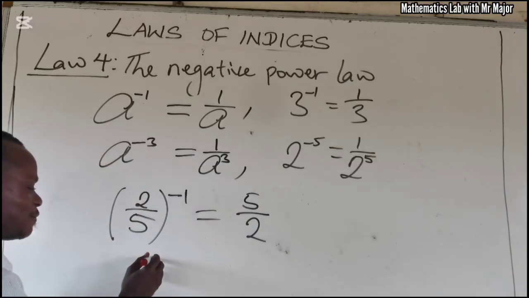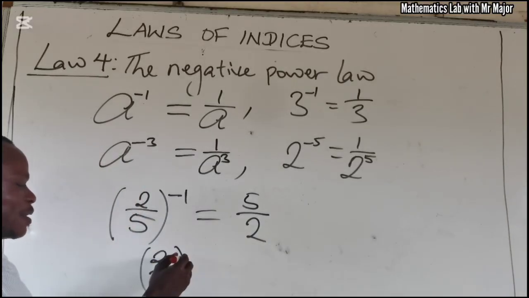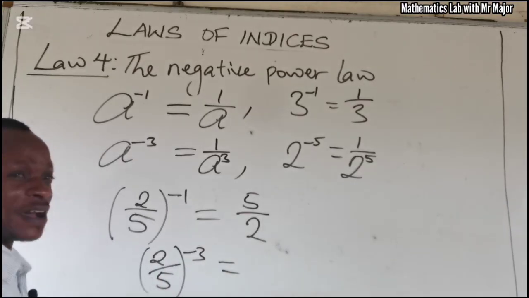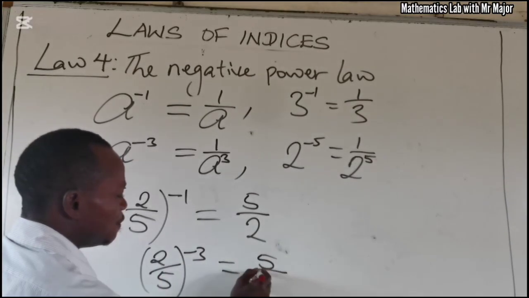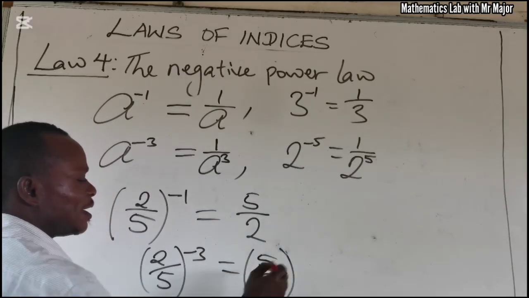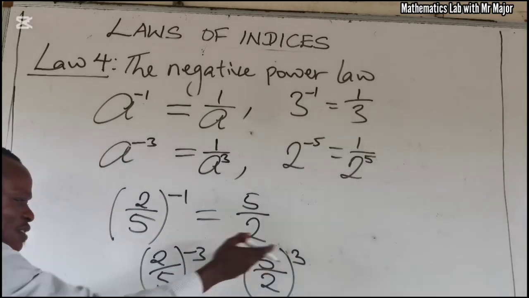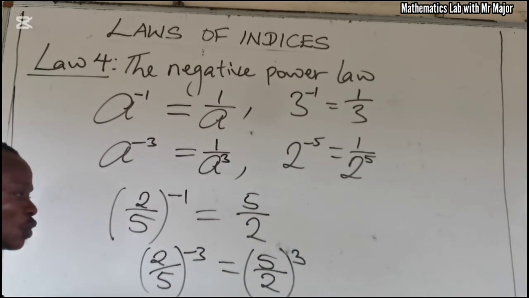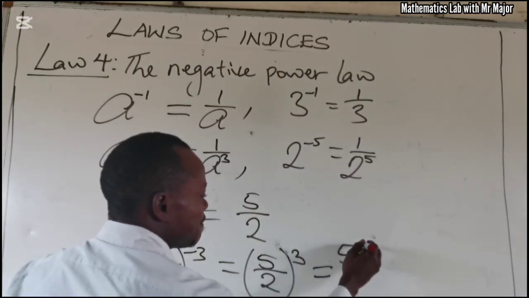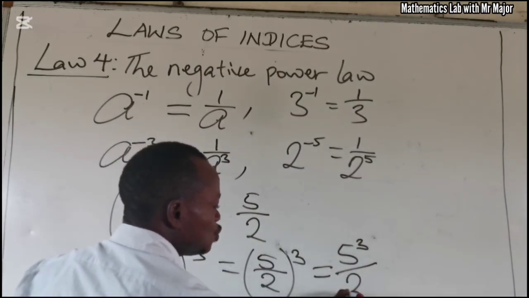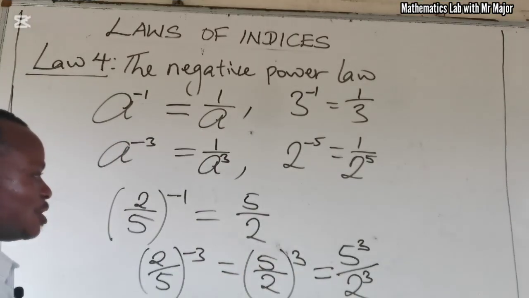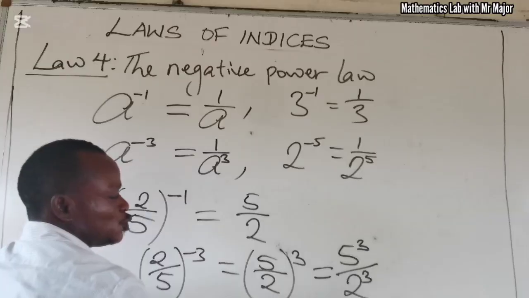Now, if I have 2 over 5 again, raised to power maybe minus 3, the reciprocal of 2 over 5 is 5 over 2. So that will be 5 over 2 raised to power 3. Because this is not 1, we need to attach the power. Now, this power affects everything in the bracket. So that means it's the same thing as 5 raised to power 3 over 2 raised to power 3. Let me pause here and come back. Look at this, 5 raised to power 3, 2 raised to power 3.